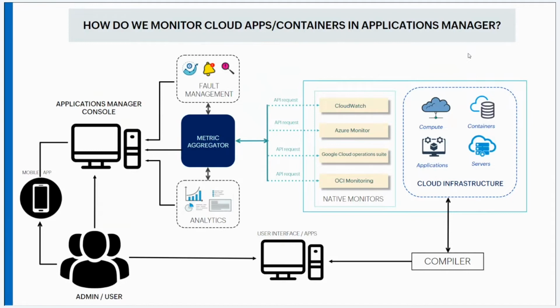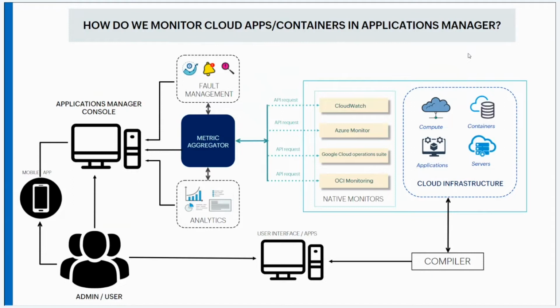So you also have the native monitors such as CloudWatch for AWS, Azure Monitor for Azure Cloud, Google Cloud Operations Suite for Google Cloud, and OCI monitoring for Oracle Cloud. These monitors also provide an insight into the cloud infrastructure, but the only metrics they provide are only for the services that they offer.